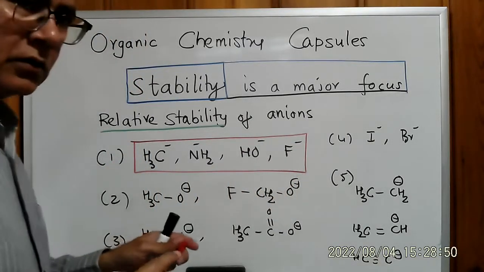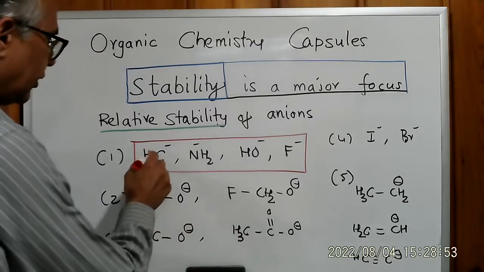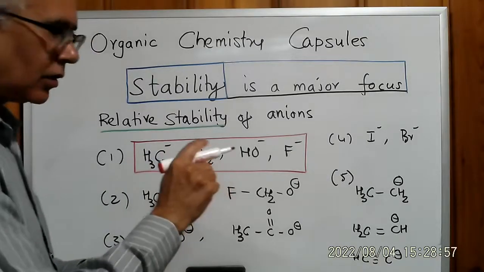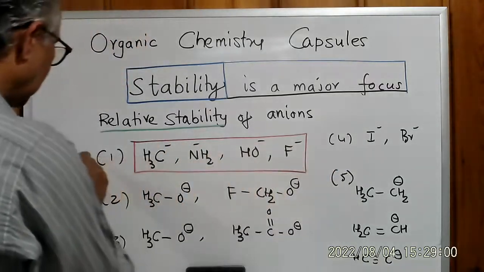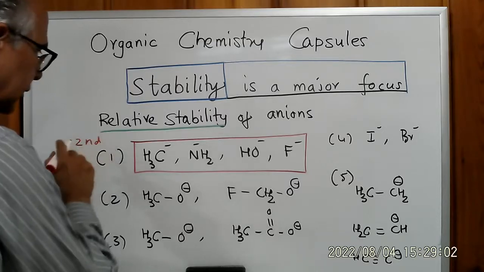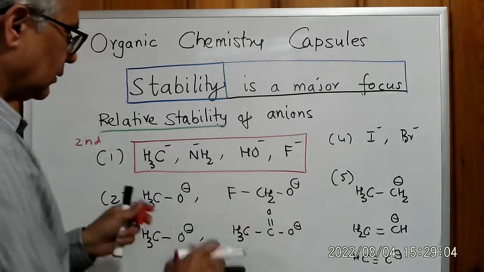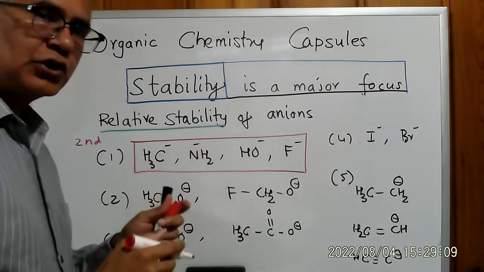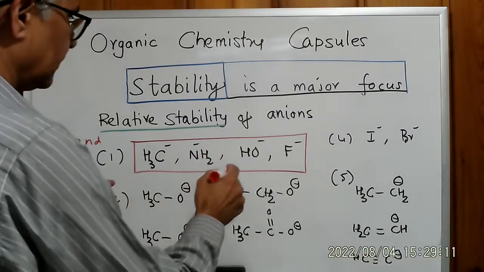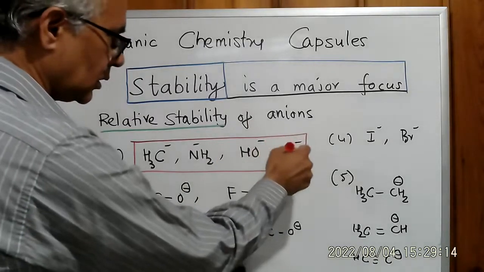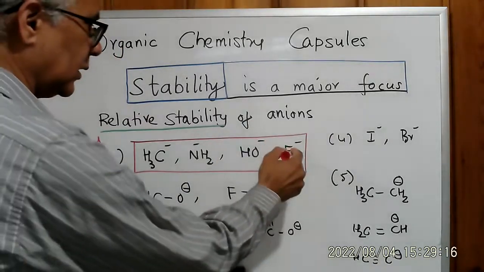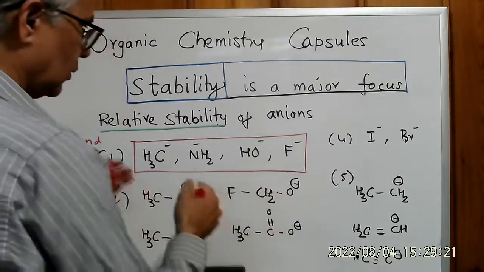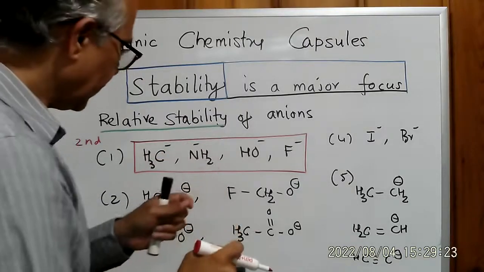Notice that the negative charge is on different atoms and the atoms are in the same row. All these atoms are in the second row of the periodic table. So that is one set. Here we have utilized the electronegativity of the atom which carries the negative charge. Fluorine is the most electronegative, so the fluoride ion is the most stable. We have dedicated one video for that.